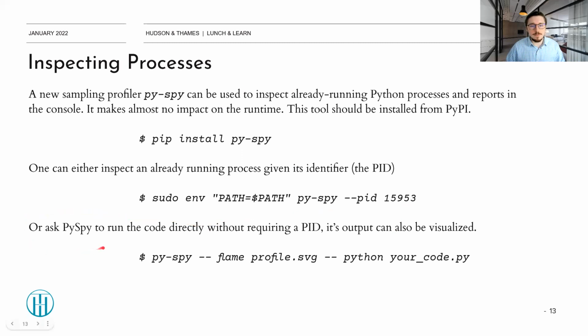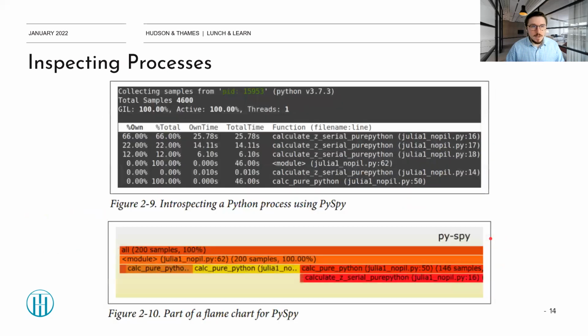Or you can run the process from the start without the PID. And in this case, you would call the module py-spy. This can be used for visual output. So in this case, we're outputting the flame chart in a profile.svg file with python and your code.py. And the authors state that this tool is actually very useful in environments with long-running processes or maybe complicated installation requirements where it's much harder to use line profilers and cProfile. Cool, this is how the output looks here. So this is the terminal-like output if you know the process ID. And this is how the output for the flame chart looks if you just run it from the start.